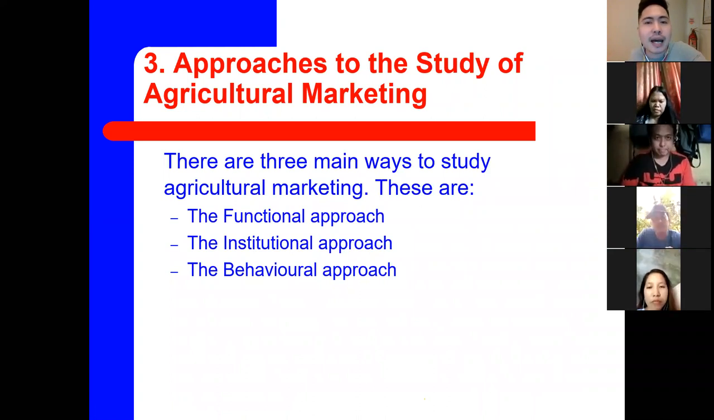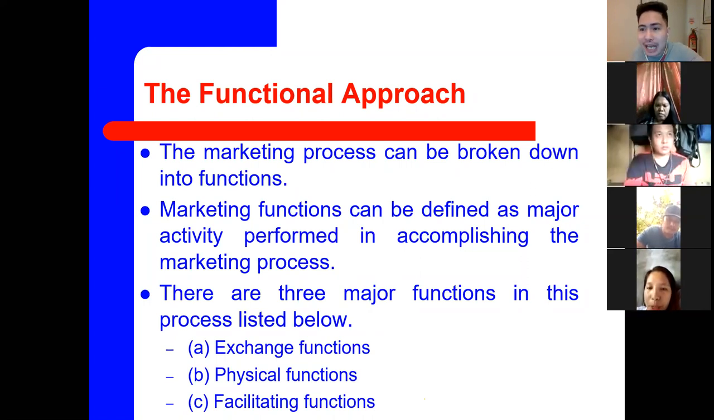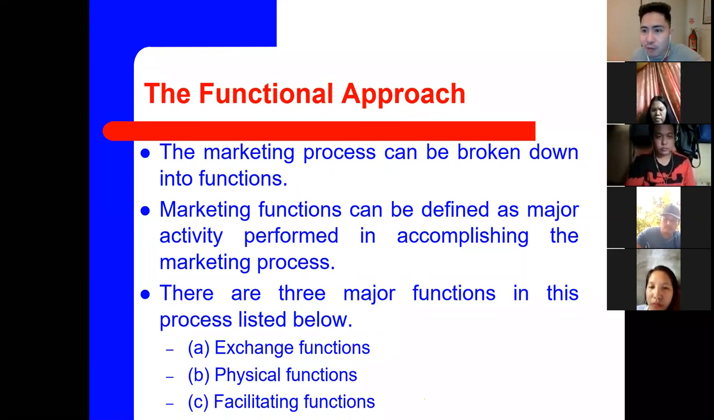The final slides we'll be discussing are the approaches to the study of agricultural marketing. There are three main ways to study it: the functional approach, the institutional approach, and the behavioral approach. When we say functional approach, the marketing process can be broken down into functions. You focus on the process and procedures happening in the farm, because all marketing activities shall be tailor fit to the activities you actually perform in managing the farm and your agricultural supplies.